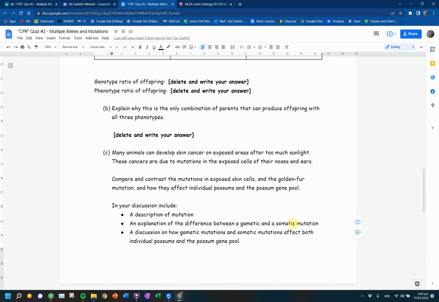When we are talking about skin cancer, that is an example of a mutation in a body cell. Body cells, remember, we refer to as somatic mutations. Somatic mutations just affect that individual. It is a mutation in your body cells, not in your sex cells. So since it's not a mutation in your sex cells, the offspring won't get it.